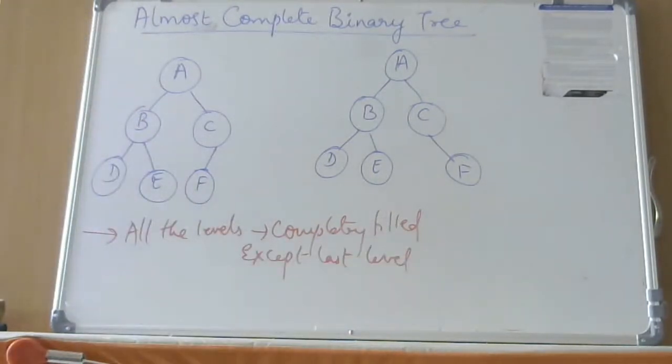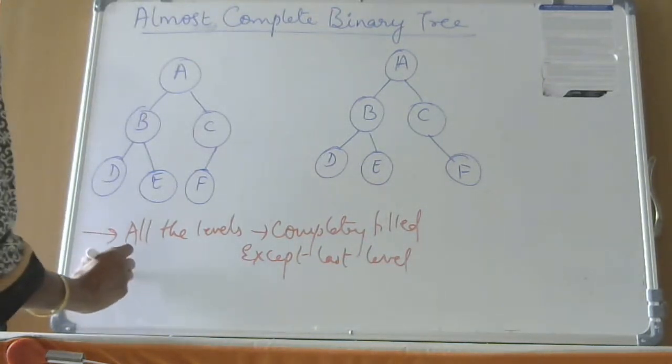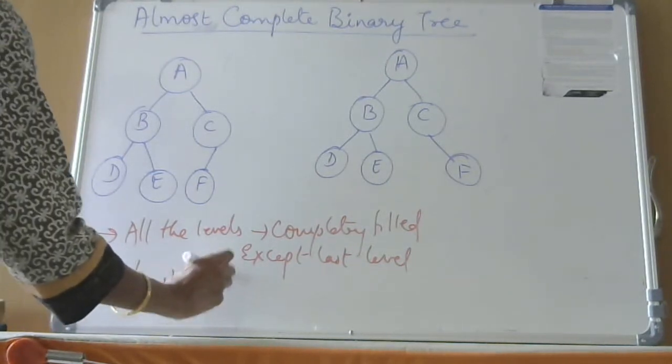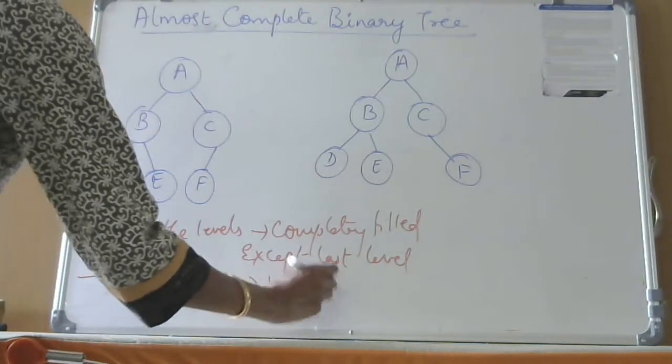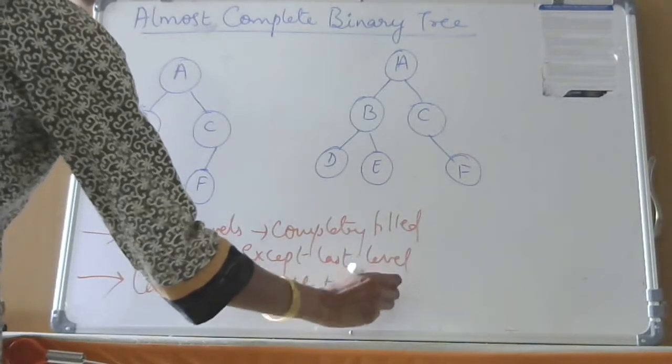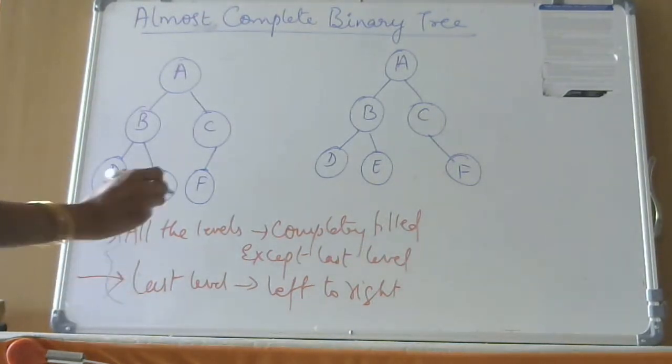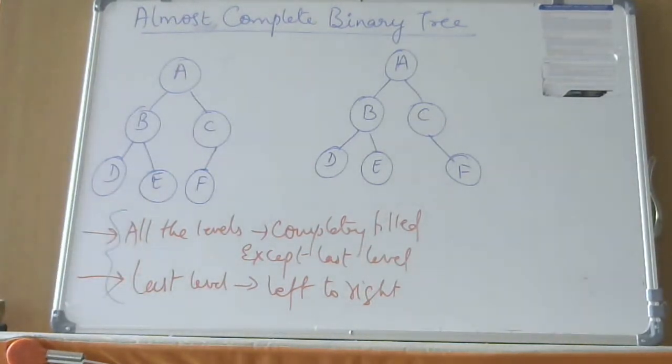So last level will be your leaf nodes. You cannot expect it to be completely filled. All the levels should be completely filled except the last level. And one more condition is the last level should be filled from left to right. It should be filled, strictly filled from left to right. What do we mean by this? If these two conditions are satisfied, then you call them as an almost complete binary tree.